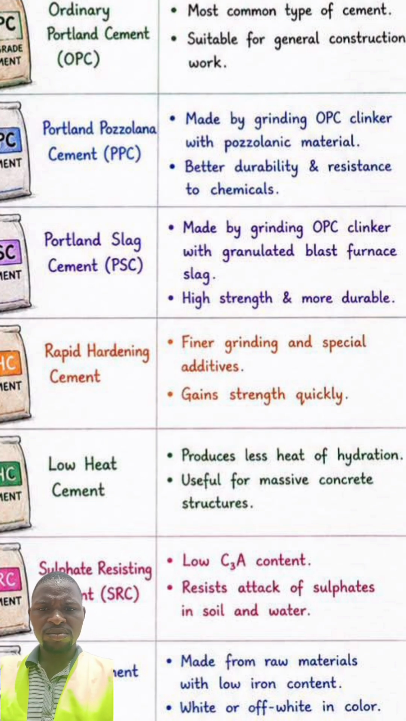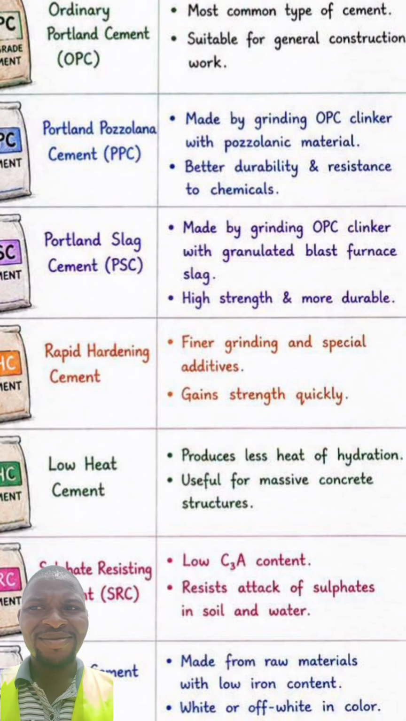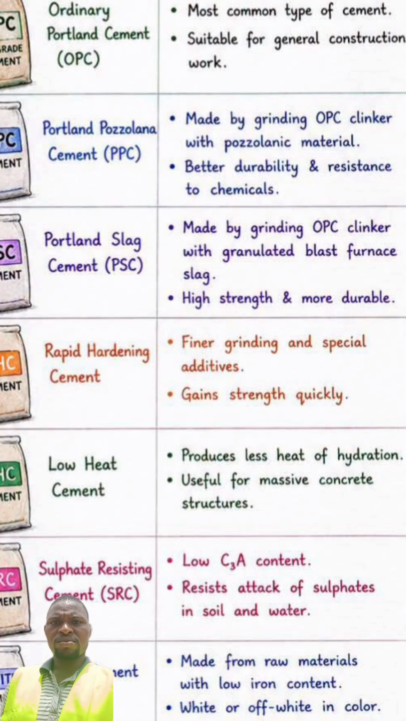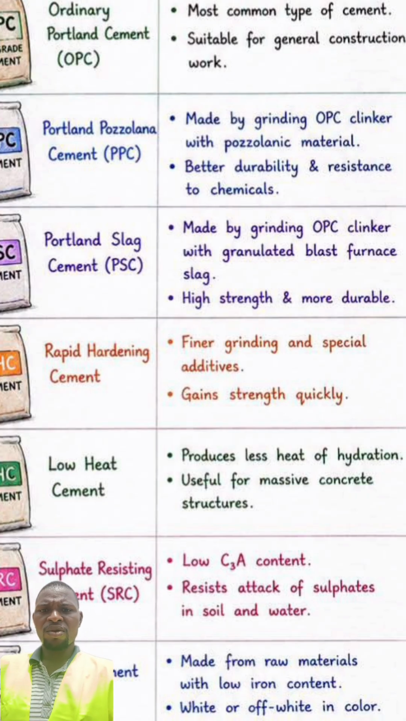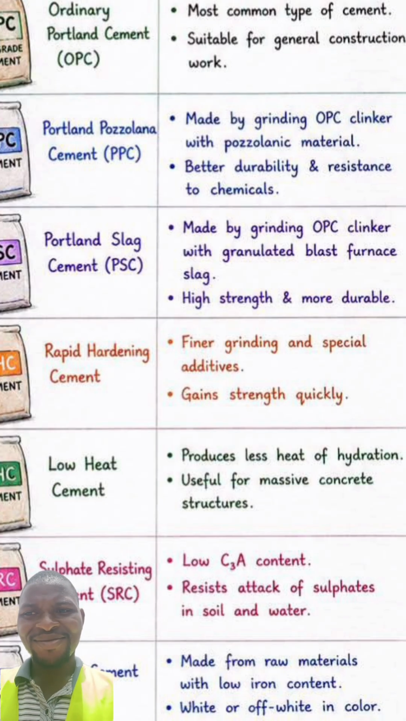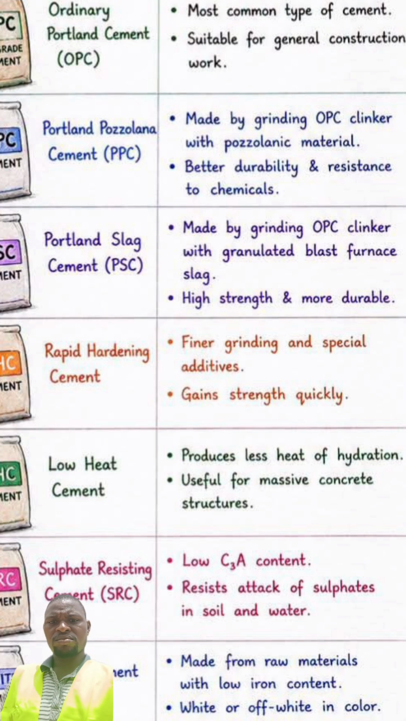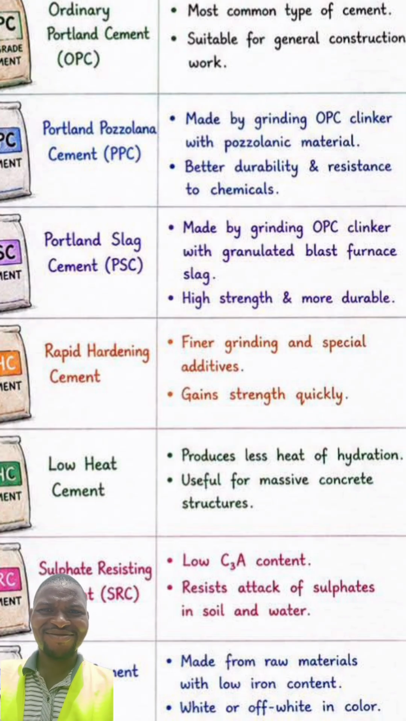Then we have low heat cement. Low heat cement produces less heat of hydration. Normally when you mix your cement, there is this heat of hydration in the mix that it generates. That is why you feel your cement is hot to an extent. So this low heat cement produces less heat of hydration, which is useful for massive concrete structures. That means when you have a massive concrete structure, you can actually use this type of cement.